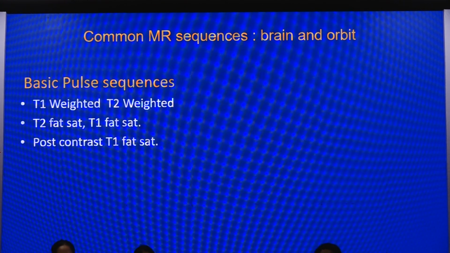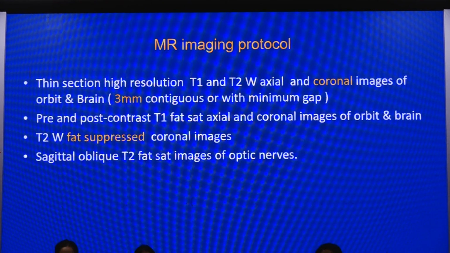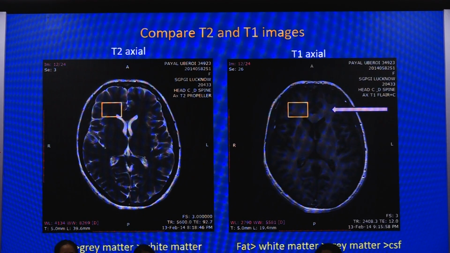That means the fat is saturated, and post contrast. Thin section I'm not going into detail now. These compare this. This is as you know, white is fluid. Fluid is white on T2. But this is T1, this is what?